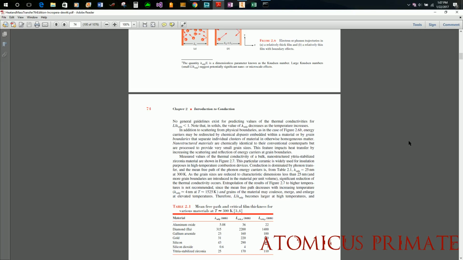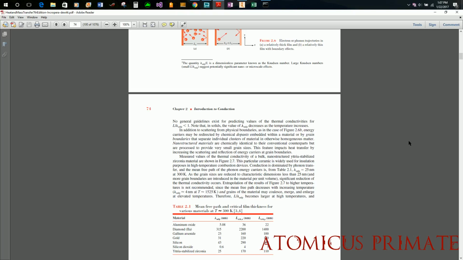Conduction is dominated by phonon transfer, and the mean free path of phonon energy carriers is, from Table 2.1, λ_MFP = 25 nanometers at 300 kelvins. As the grain sizes are reduced to characteristic dimensions less than 25 nanometers and more grain boundaries are introduced in the material per unit volume, significant reduction of thermal conductivity occurs.